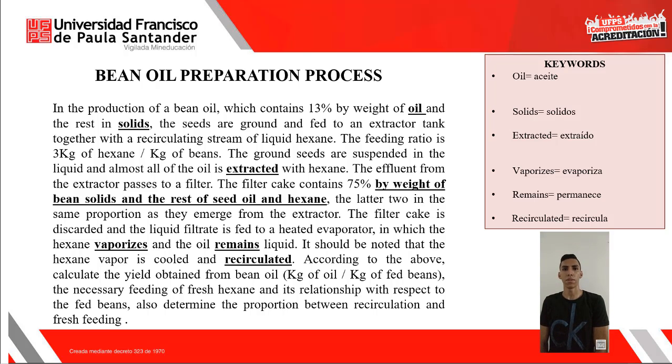The effluent from the extractor passes to a filter. The filtered cake contains 75% by weight of bean solids and the rest of seeds, oil and hexane, the latter two in the same proportion as they emerge from the extractor. The filtered cake is discarded and the liquid filtrate is fed to a heated evaporator, in which the hexane vaporizes and the oil remains liquid. It should be noted that the hexane vapor is cooled and recirculated.